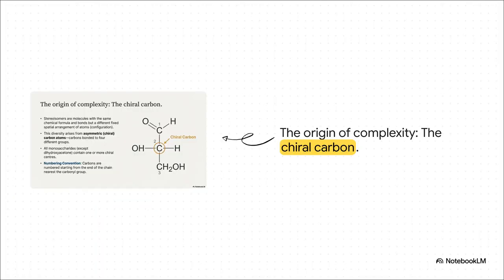And here it is, the hero of our story, the origin of all this complexity. The chiral carbon. Now, a chiral carbon is simply a carbon atom that's bonded to 4 totally different groups. It's this asymmetry, this handedness, that's the key to unlocking all the incredible structural variety we see in sugars. And you know what? Almost every single monosaccharide has at least one of these.